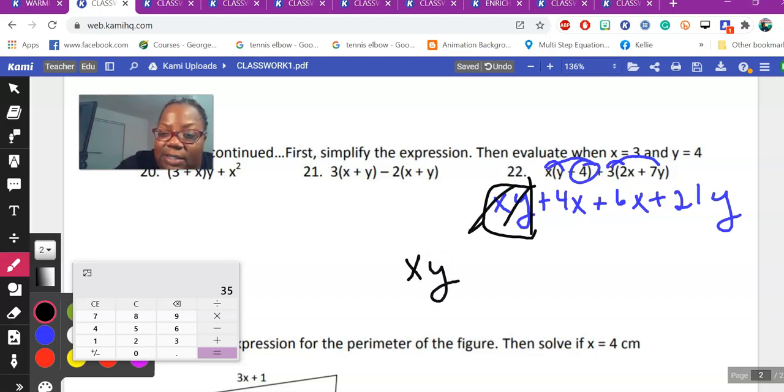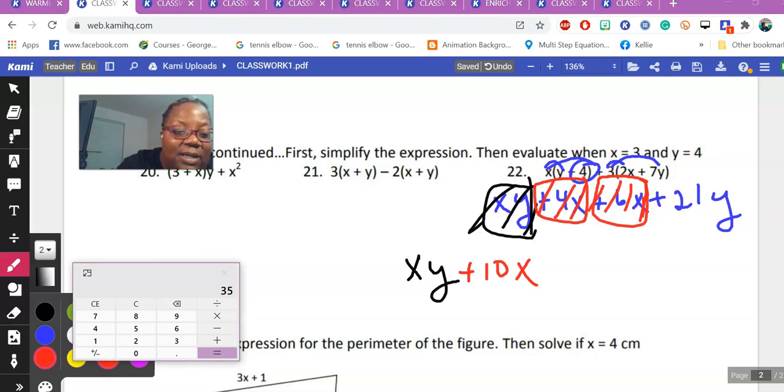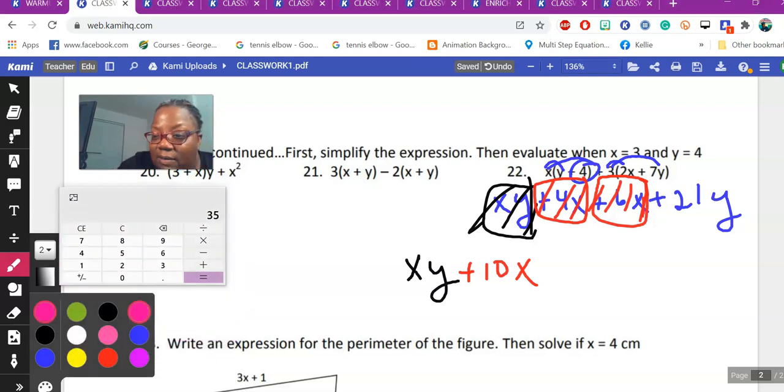And then, let's see, what else could I combine? I have my x's. Okay, so 4x plus 6x is going to give me 6, 7, 8, 9, 10. That's a positive 10x. Done. And then, lastly, I have my y's. I only have one y left here, so I'm going to bring that down, 21y.